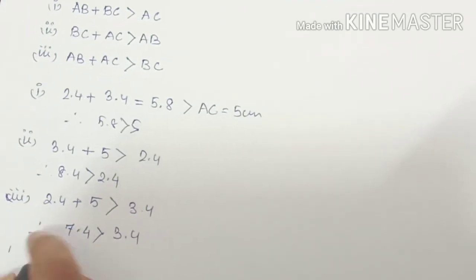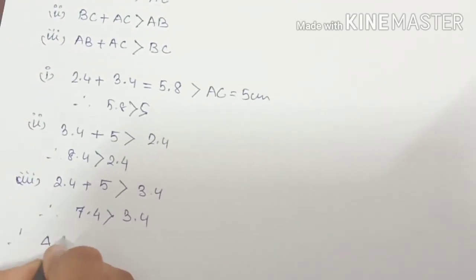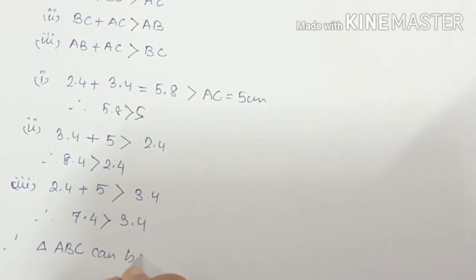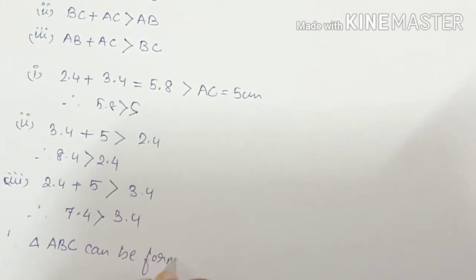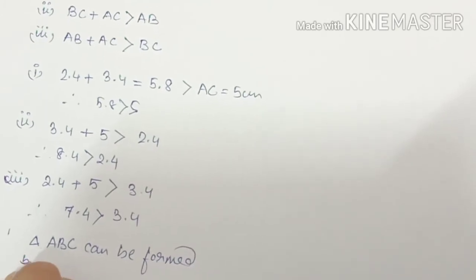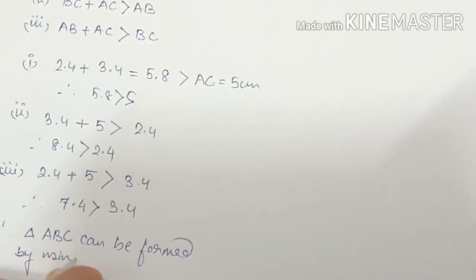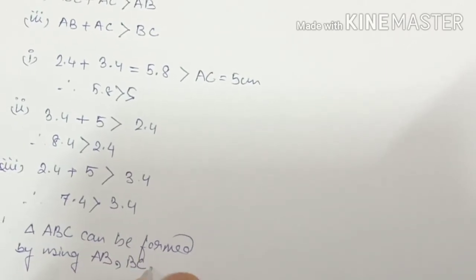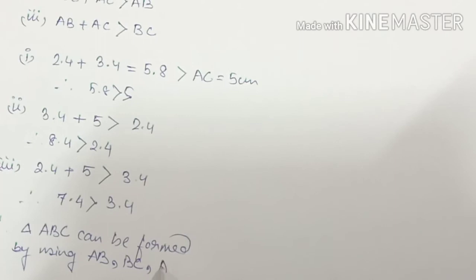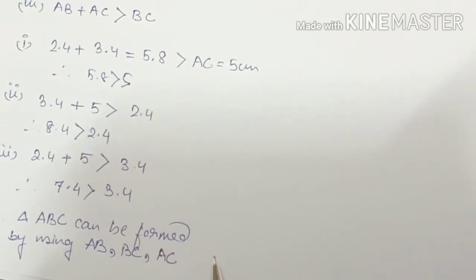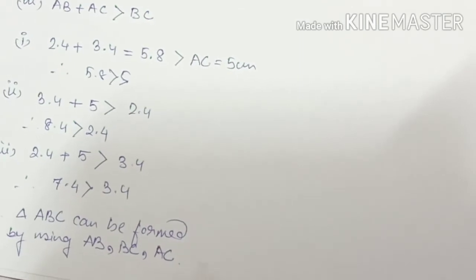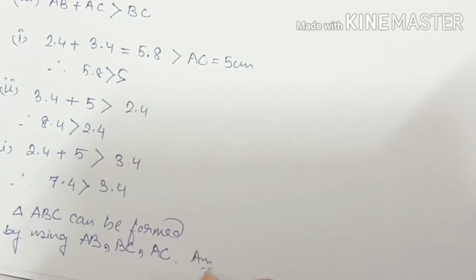Therefore, we can say that triangle ABC can be formed by using A, B, C. That means the sides AB, BC and AC as the sides. Okay, so this is the answer for the first one.